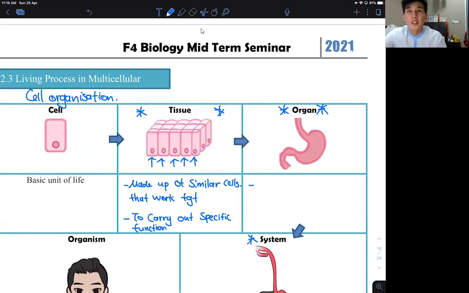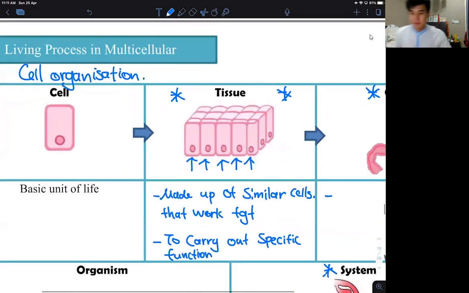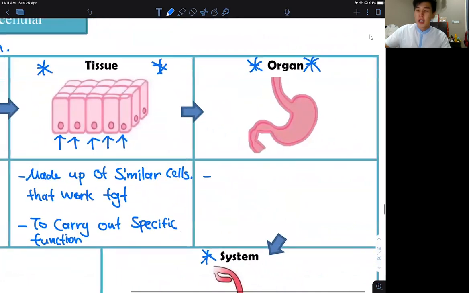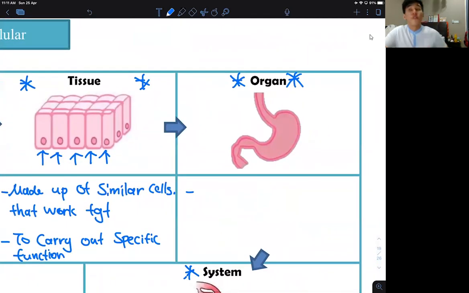Okay, to copy this first. Now, let's look at the organ. So organ, tissues eventually will form organ. So now they ask, explain what is an organ, or explain how this organ is formed.